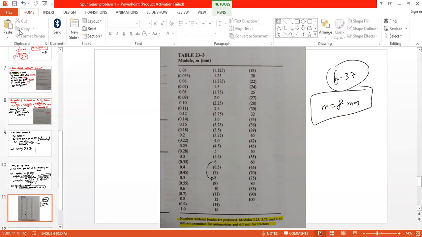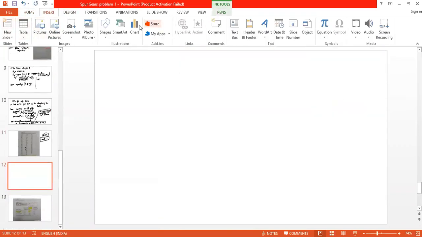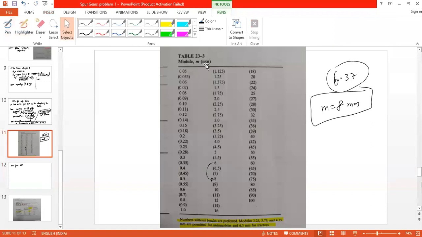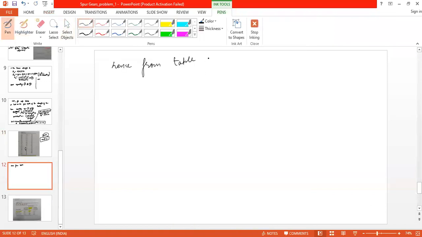So the preferred size is 8 mm, and the module is 8 mm. And from table 23.3, the preferred size module is 8 mm. Okay. Now, that is the first question.